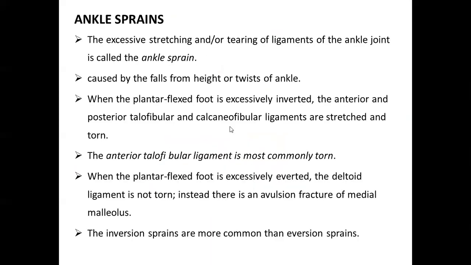Now, coming to some of the clinical aspects of this ankle joint, the commonest thing is ankle sprain, which you see in normal day-to-day life. So what does ankle sprain mean? The excessive stretching or tearing of ligaments of the ankle joint is known as ankle sprain. What causes it? It may be caused by a fall from height or twisting of the ankle.